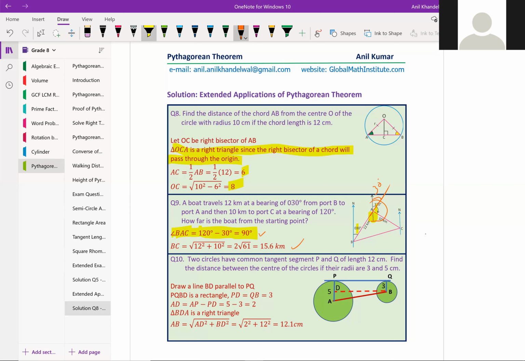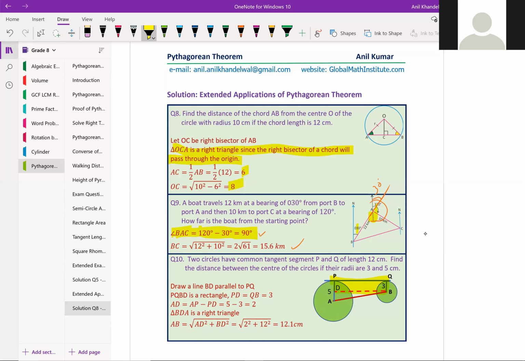PQBD is a rectangle, so PD is equal to QB, which gives us the length of 3. AD is equal to AP minus PD, which is equal to 2. So triangle BDA is a right triangle. So, inputting our values, we get the square root of 2 squared plus 12 squared, which is 12.1 centimeters. Perfect. How do you find this particular set of questions compiled for you on the Pythagorean theorem?